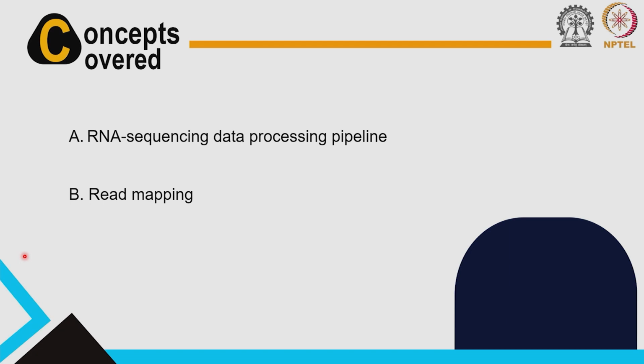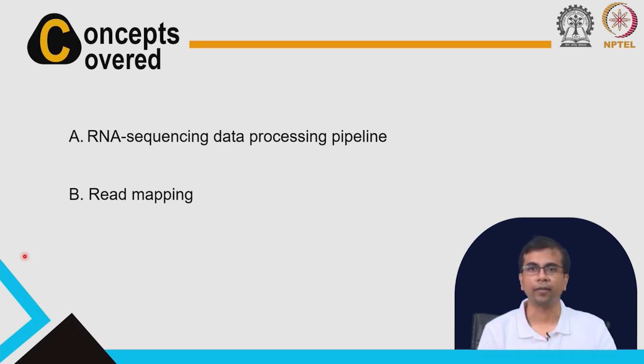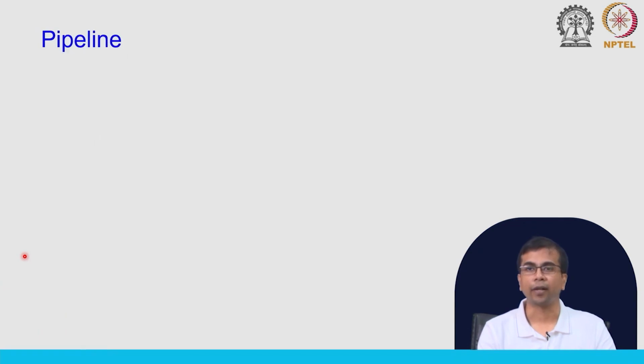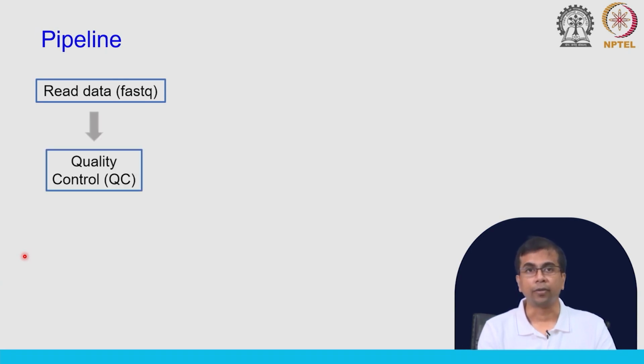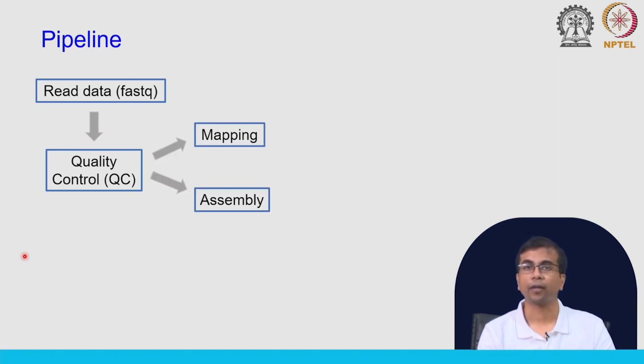So, we will talk about the RNA sequencing data processing pipeline, and in that pipeline one of the topics that we will discuss in detail is the read mapping. Okay. So, here is the pipeline for RNA sequencing data. We have read data in FASTQ format, we do the quality control step or QC as before, then you have this mapping and assembly process. And sometimes even after mapping you can do an assembly to do the transcriptome assembly.